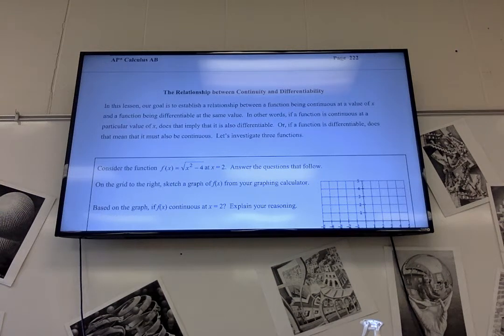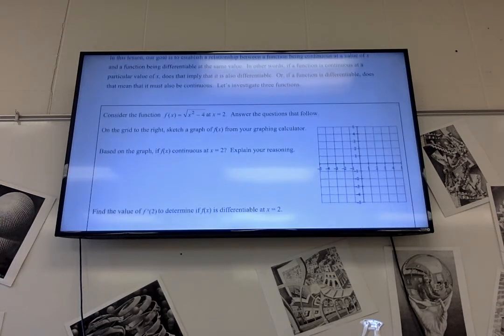Okay, so we're going to talk about how continuity and differentiability are related. We're going to look inside this box first. We've got f of x, and we're going to figure out if f of x is continuous at x equals 2. So first we're going to sketch the graph.